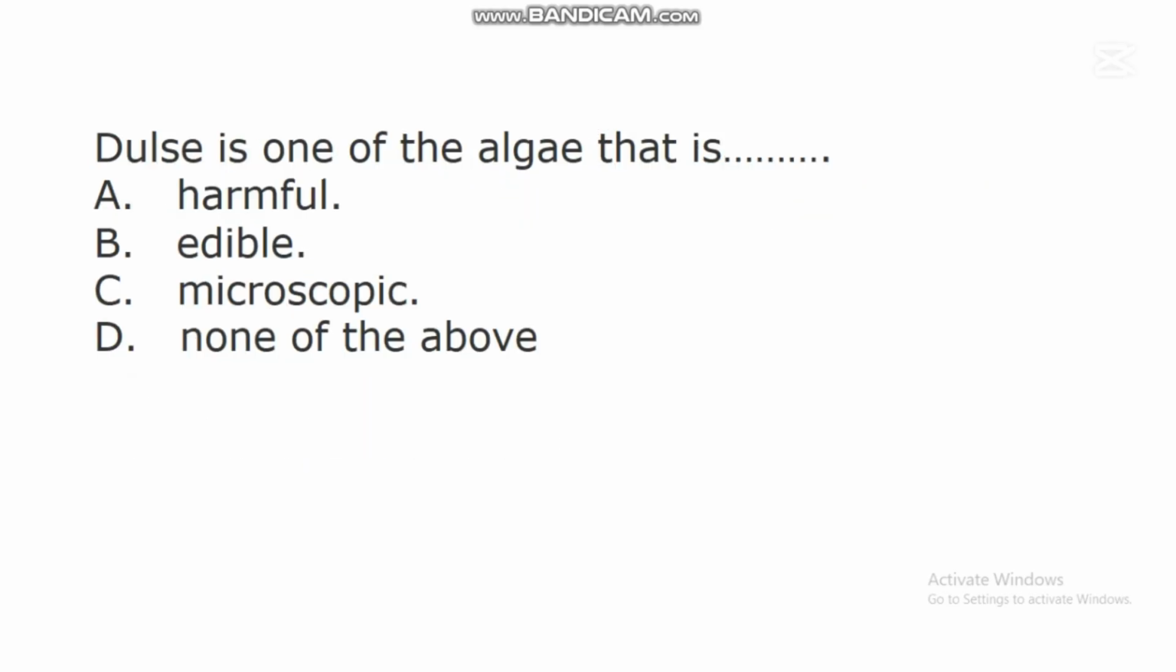The next question says, Dulse is one of the algae that is dash. A. Harmful, B. Edible, C. Microscopic, D. None of the above. In this question, the correct answer is B. Edible. There are some algae that are beneficial, and one of these beneficial algae is called dulse, and this dulse is edible to human beings.